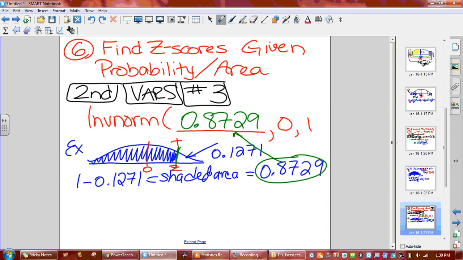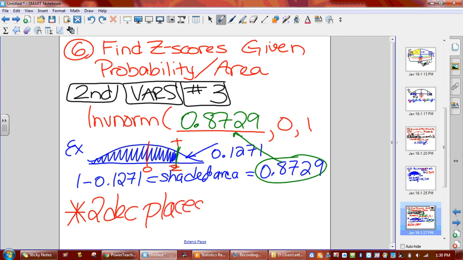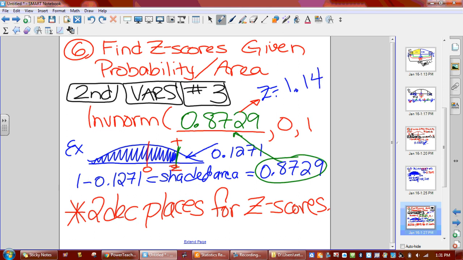So when we type it in the inverse norm, what Z score do we find? 2 decimal places for Z scores always. I'll put a little note for you here: 2 decimal places. It'll tell you in the questions. 2 decimal places for Z scores. What do we get for a Z score there? Z equals 1.14. Everybody get 1.14? Beautiful. You did it right then. Well done.